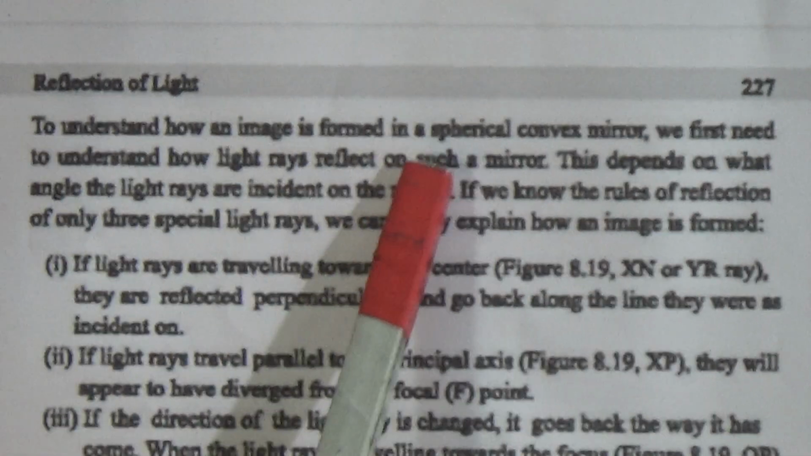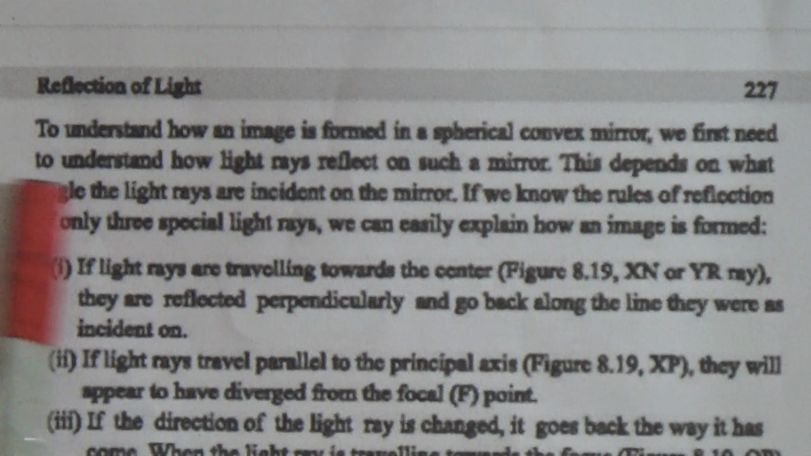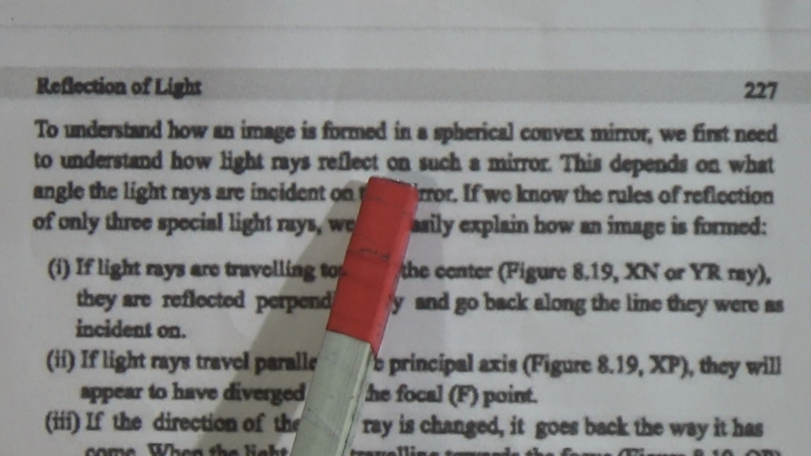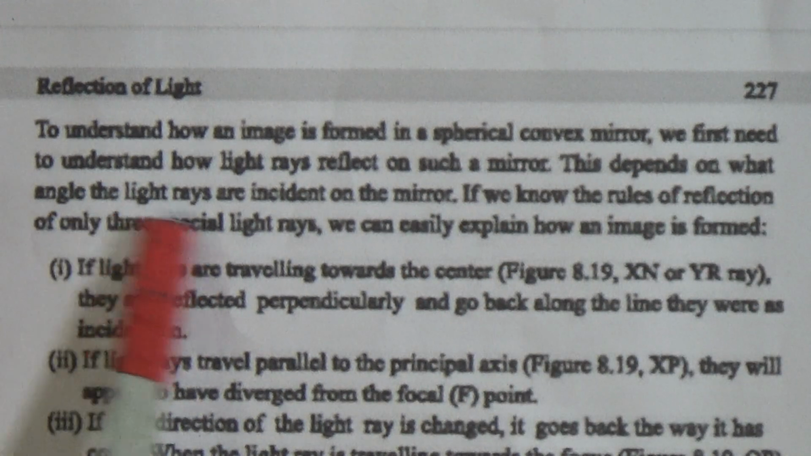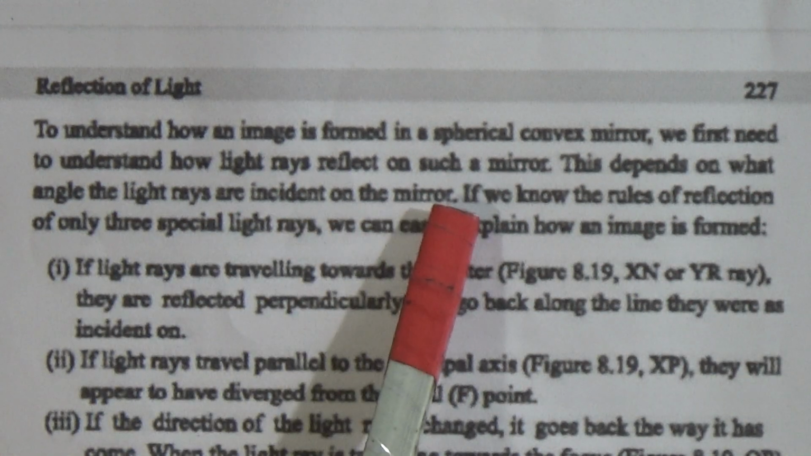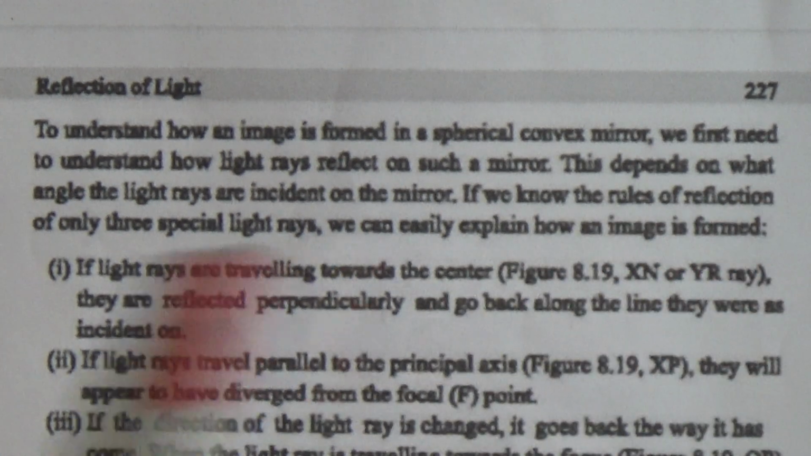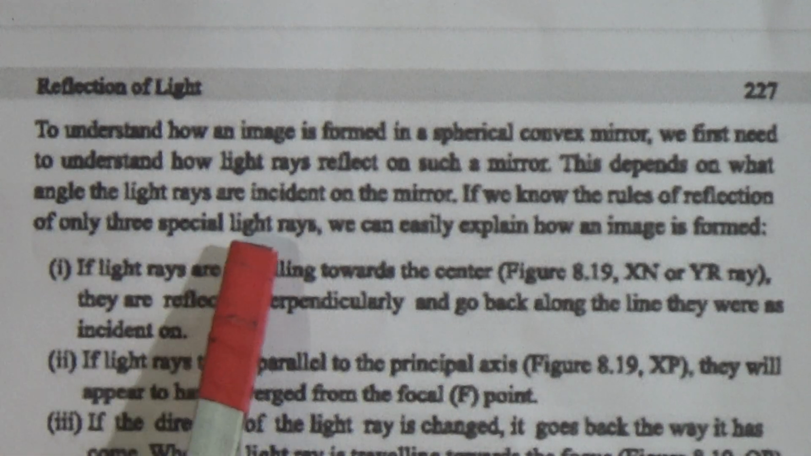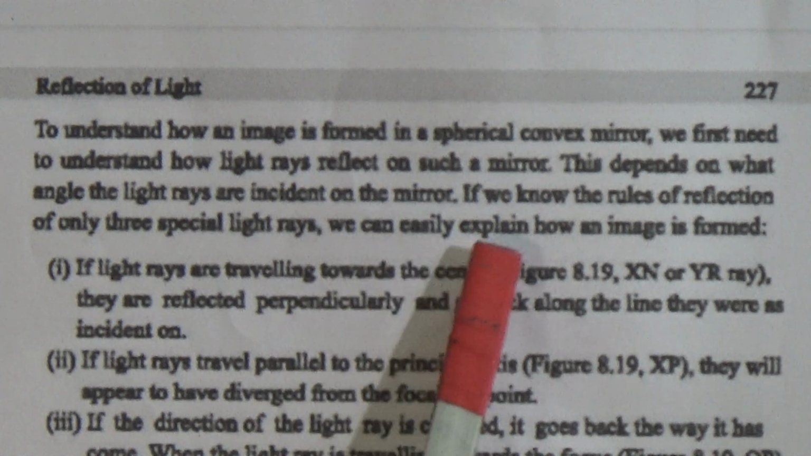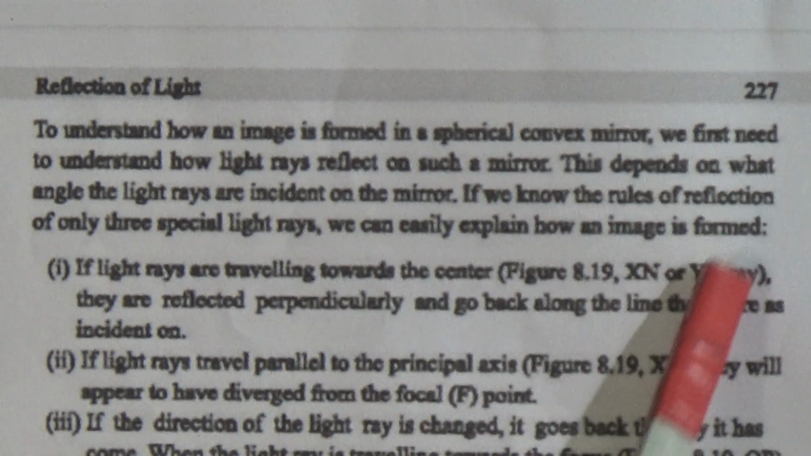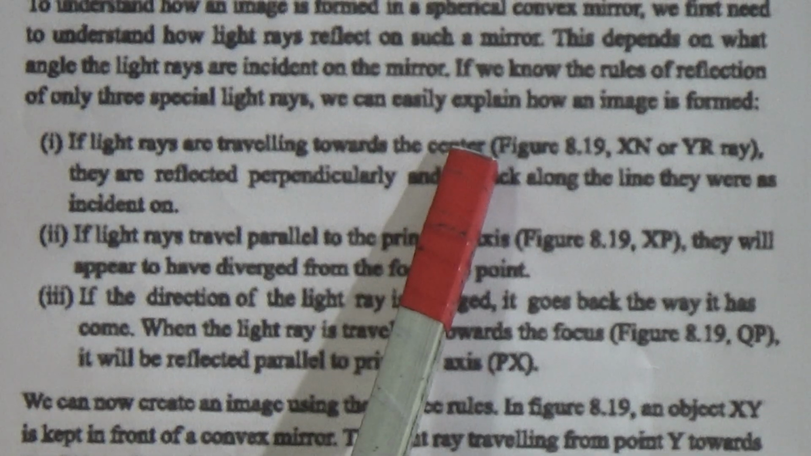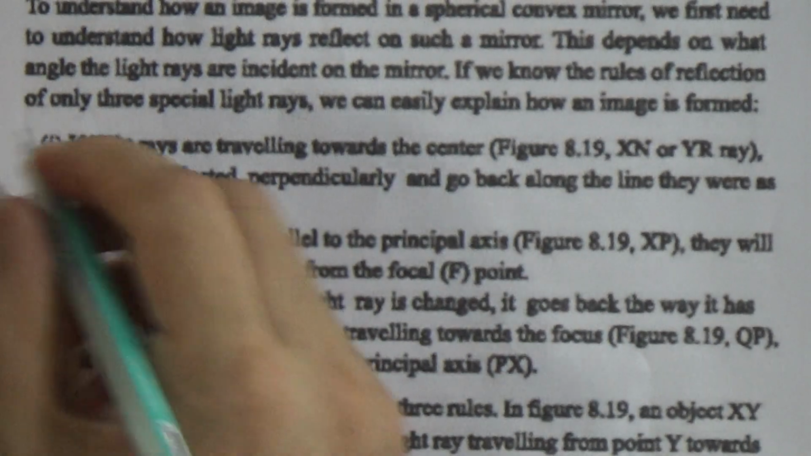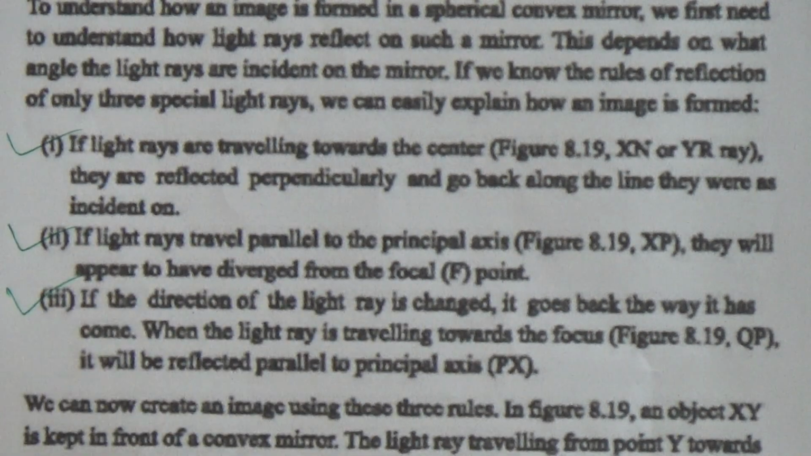This means that the image in a convex mirror is always small. To understand how an image is formed in a spherical convex mirror, we first need to understand how light rays reflect on such a mirror. This depends on the angle at which the light rays are incident on the mirror, and if we know the rules of reflection of only 3 light rays, we can easily explain how an image is formed. Number 1, if light rays are traveling towards the center. My dear students, these 3 rules you have to memorize properly.